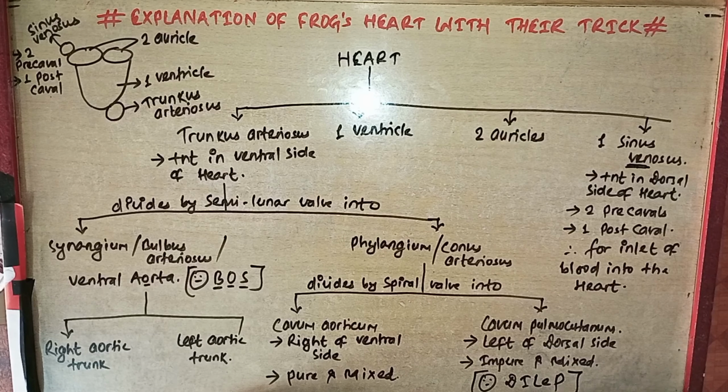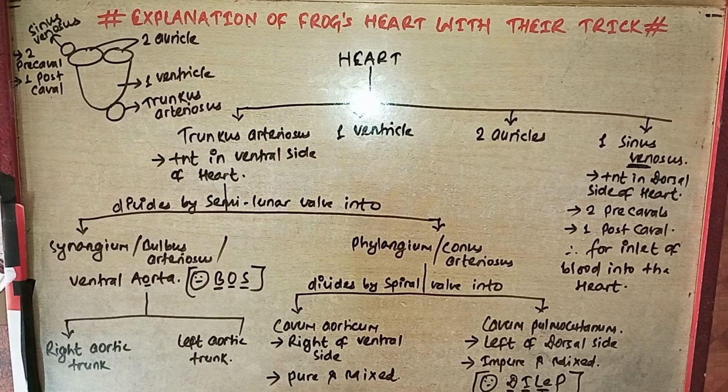The trick is D-I-L-E-P, Dilip. Remember, it is the name of a human being. D means dorsal side, I means impure, L-E means left of the dorsal side, and P means pulmocutaneum. This is the explanation of the frog heart in tabular form, and now I will show all this in a figure.